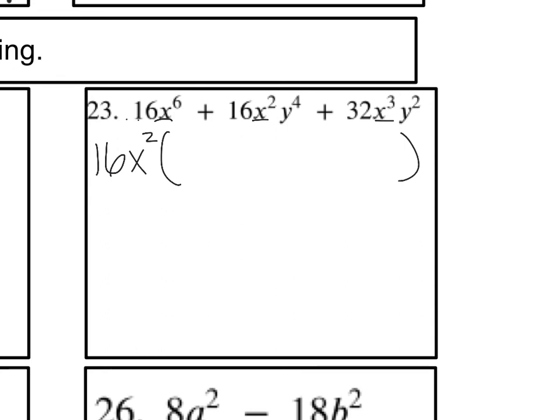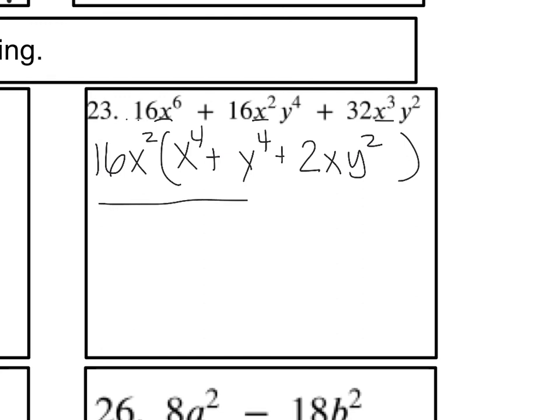So we're going to divide each term by 16x squared, and I'm going to get 1x to the fourth, and then y to the fourth, and then 2x y squared. Okay, and that's about as far as we can go on that one.